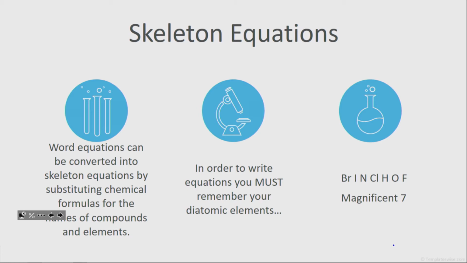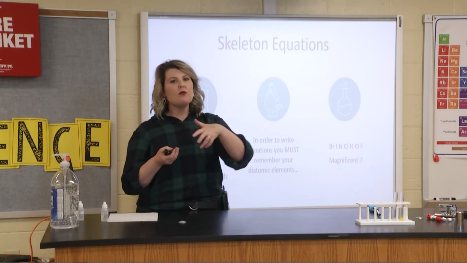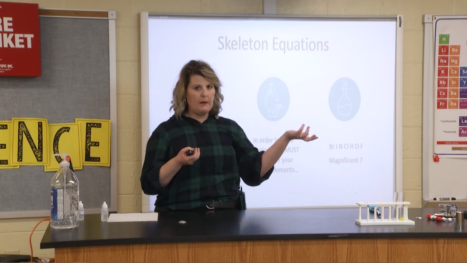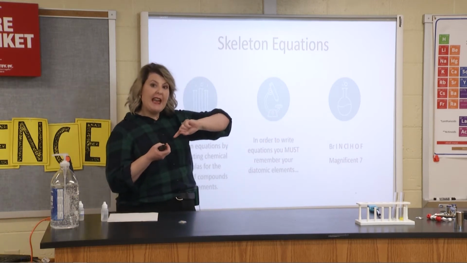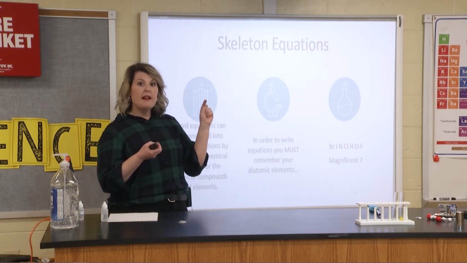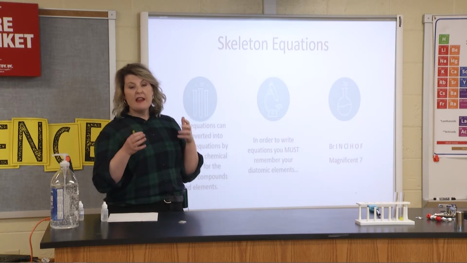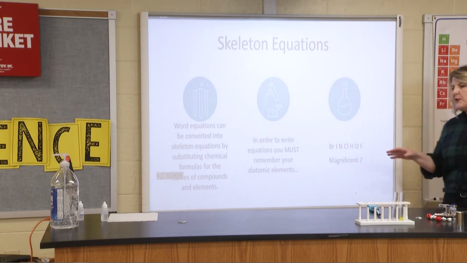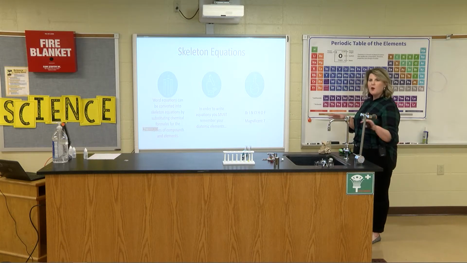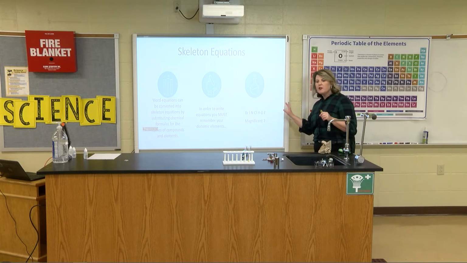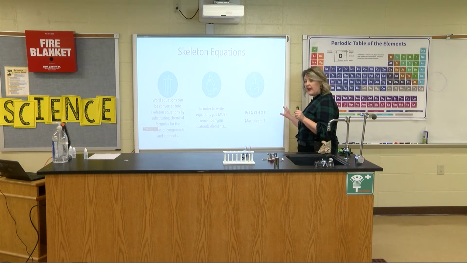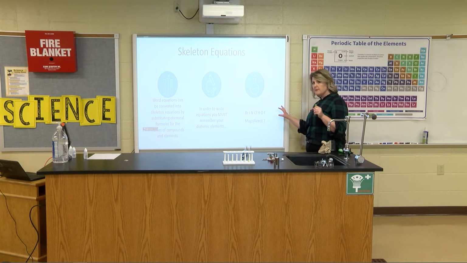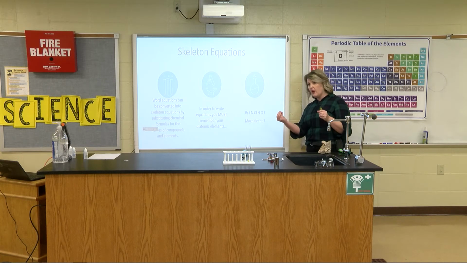The first thing you have to do, and you learned this last quarter, is you have to be able to take the name of a compound and write its actual chemical formula. So you need to be able to convert names to formulas and formulas to names. The other thing that you're going to have to do is remember, in my class, what I used to call the Brinkelhoffs or the Magnificent Seven. These are your diatomic elements. These are elements that don't exist by themselves. They exist as a pair in nature.